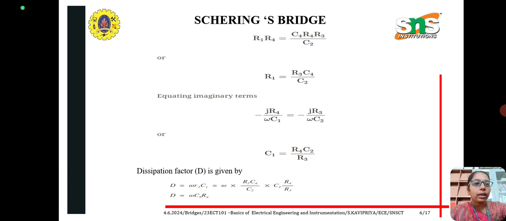On equating the real terms, we can find the value of unknown resistance R1 is equal to R3 C4 by C2. On equating the imaginary terms, we can find the value of unknown capacitance C1 is equal to R4 C2 by R3. And we can find the value of the dissipation factor of a capacitor. The equation is omega C1 R1. We know the values of R1 and C1, so after substituting, we get the dissipation factor D is equal to omega C4 R4.